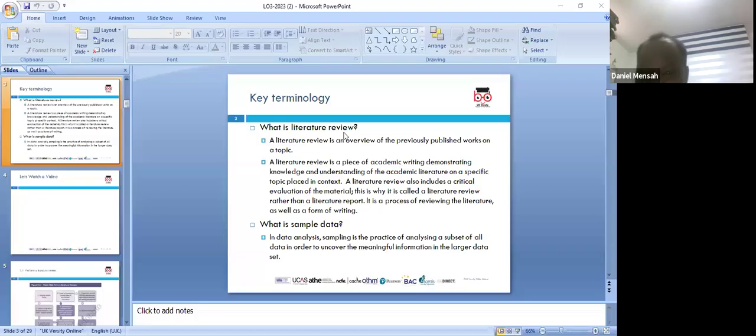So it's academic writing that demonstrates your knowledge and understanding in a particular topic. The review also includes a critical evaluation of the material. That is why it's called a review rather than a literature report. It's a process of reviewing the literature as well as a form of writing. All right. This is the essence of literature review.